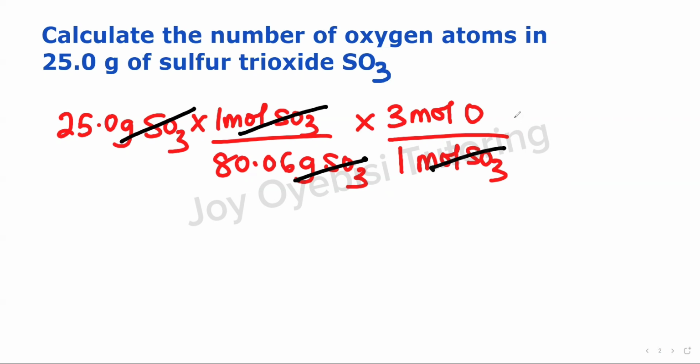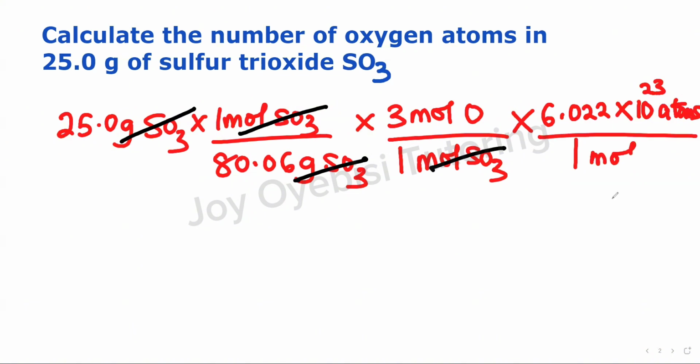Now, to convert the moles of oxygen to atoms, you would need the Avogadro's number. So that would be 6.022 times 10 raised to the power of 23 atoms in 1 mole. So according to Avogadro, 1 mole of a substance is equal to this Avogadro's number. So the moles of oxygen will cancel out, and we're left with atoms of oxygen.